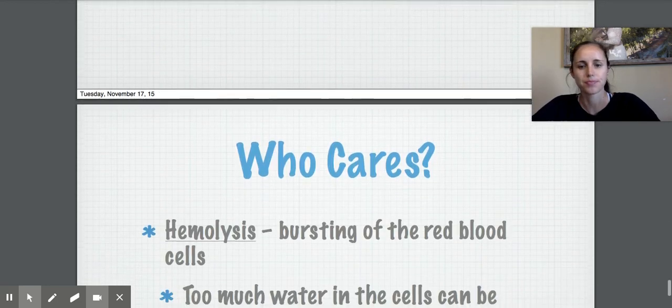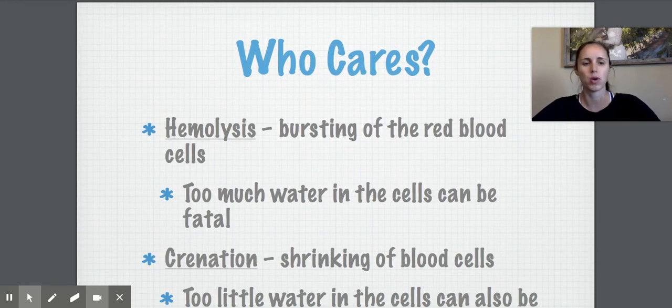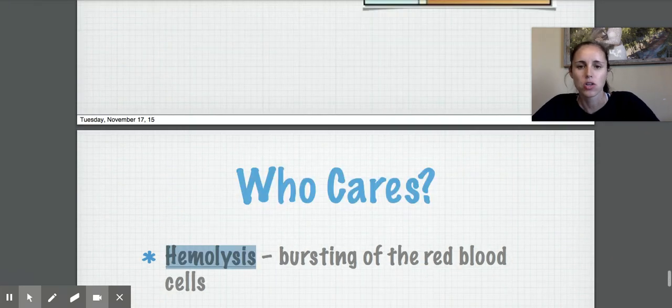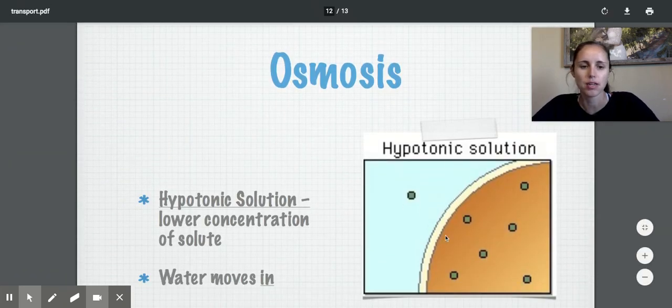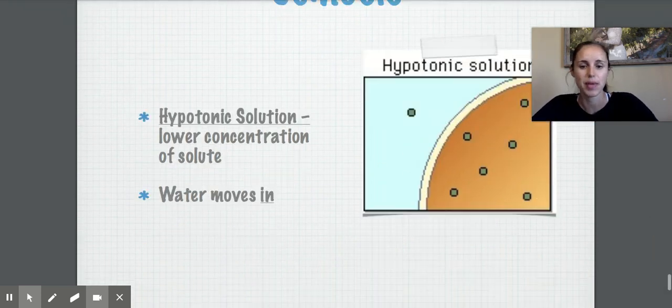So why do we care? Who cares about water moving in the cell, water moving out of the cell? Because if your concentration gradients are off, you can actually do a lot of damage to your cells. So we have something that's called hemolysis. Hemolysis is the bursting of red blood cells. Not good. You don't want to have your red blood cells exploding everywhere. What happens is too much water is in the cells. So in this case, you've had a hypotonic solution where a bunch of water flowed into the cells and it caused the cell to actually expand.